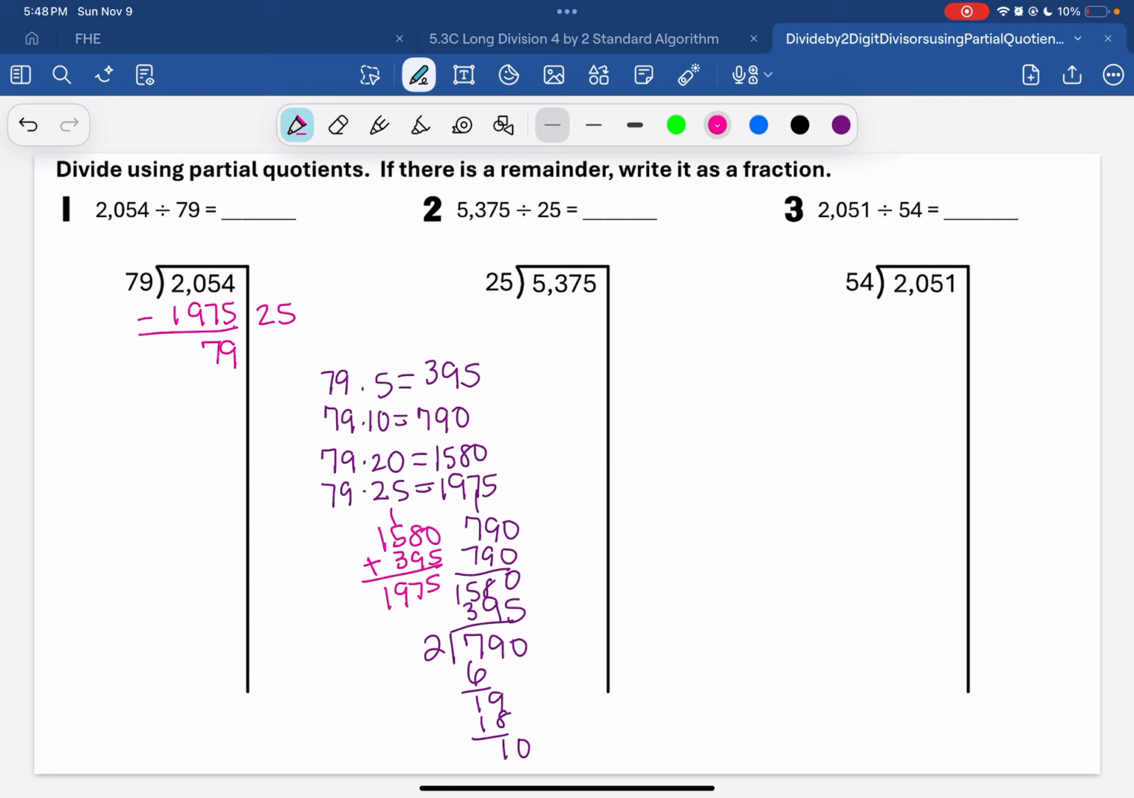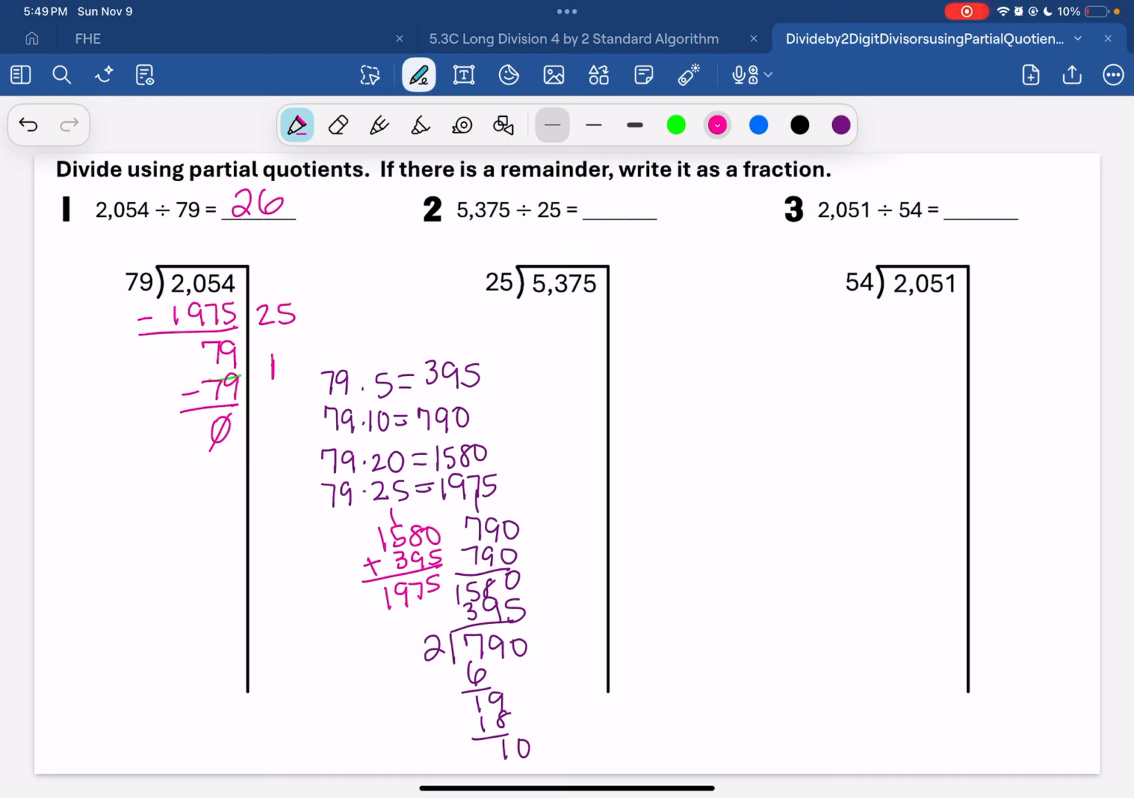And your new division problem is 79 divided by 79. And then you know that goes in once, so you'll put 1 here. 1 times 79 is 79, no remainder. So on the side, you just add those up. 25 plus 1 is 26, and you're done. All right, let's go to the next one.